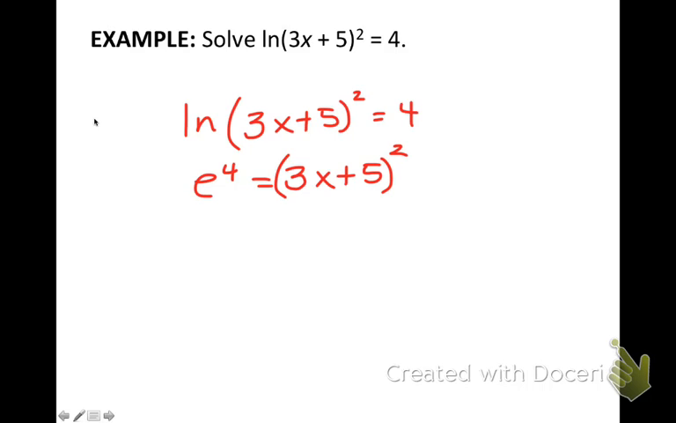3x plus 5 squared, that's not fun, because that means I have to do 3x plus 5 times 3x plus 5. All right, I can handle that. 3x times 3x makes 9x squared. 15x twice makes 30x plus 25. E to the 4th, I do not know off the top of my head. It's 54 point, let's say 6.